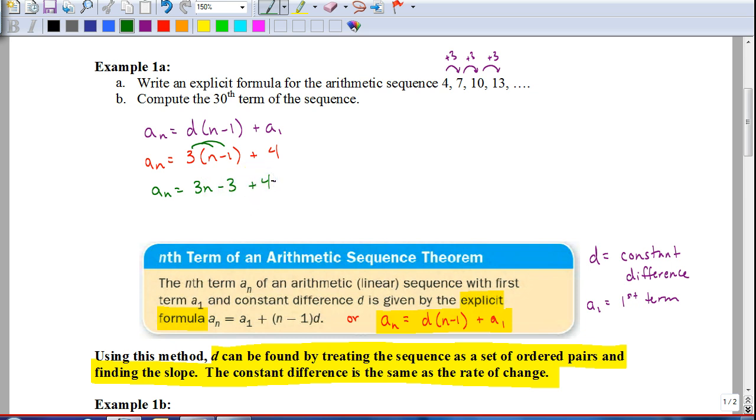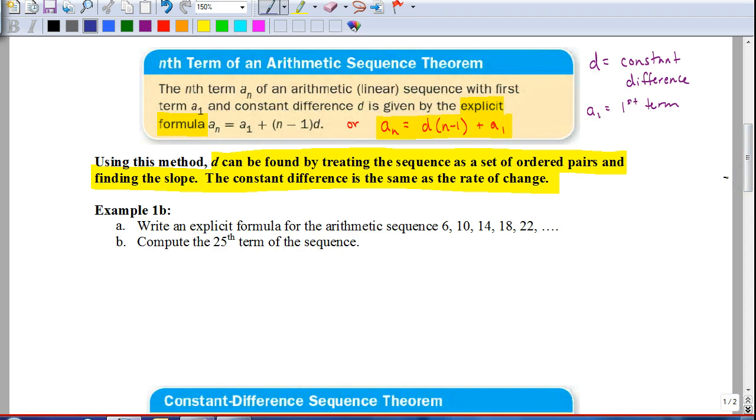So now I have 3n minus 3 plus 4. My last step, we're just going to simplify the negative 3 plus 4. So my explicit formula would be this: 3n plus 1. So if I want to find the 30th term, I'm going to put 30 in there for n. So 3 times 30 is 90, plus 1 is 91. So there's your answer.